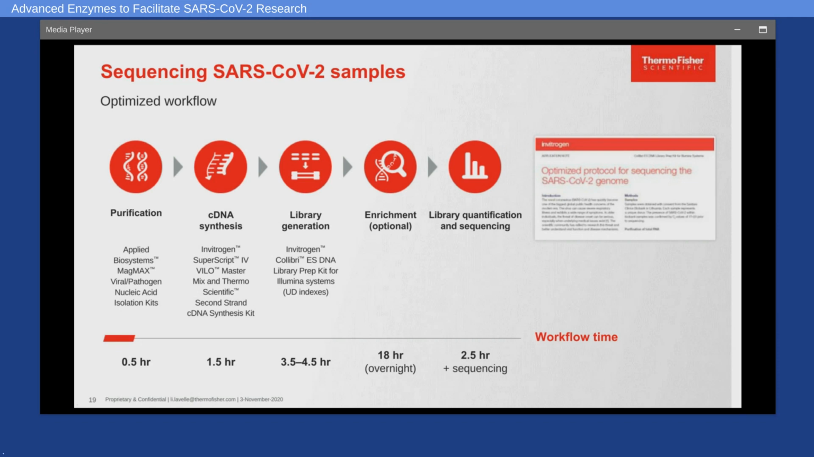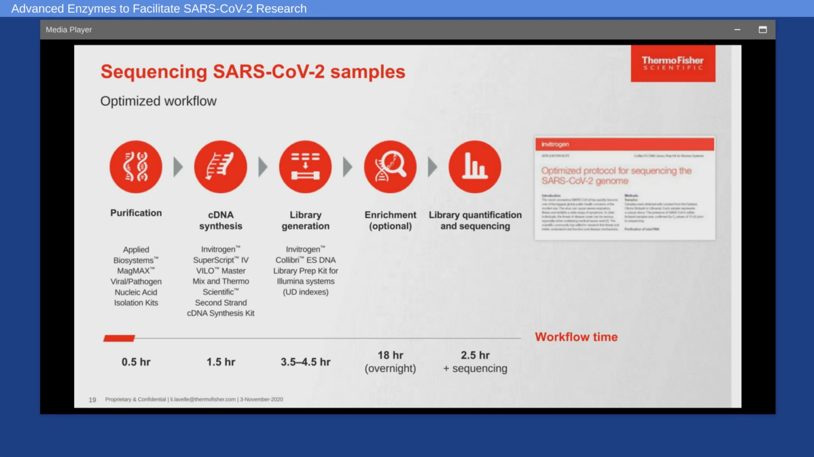We developed an optimized workflow for sequencing the SARS-CoV-2 genome. You may download the application note from our website. This application note details the protocol starting from RNA purification.